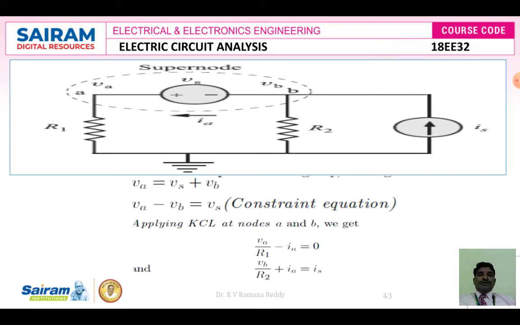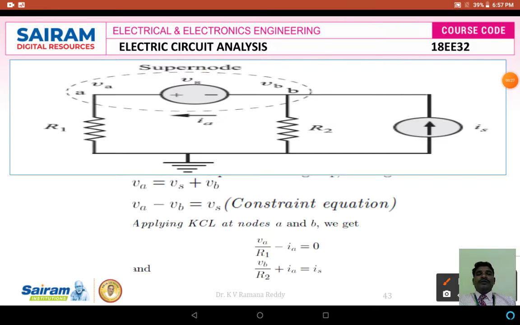So let us discuss supernode analysis, because we apply a supernode when a voltage source is located between the boundaries of two unknown nodes. Let us consider the two unknown nodes, node A and node B. With respect to node A and node B, there is a voltage VA at node A and VB at node B, and there is a source voltage Vs between the two unknown node voltages VA and VB.